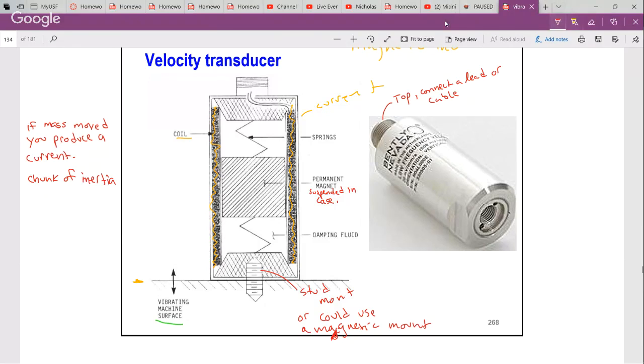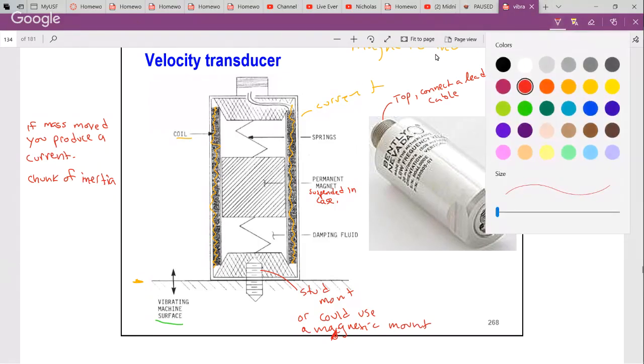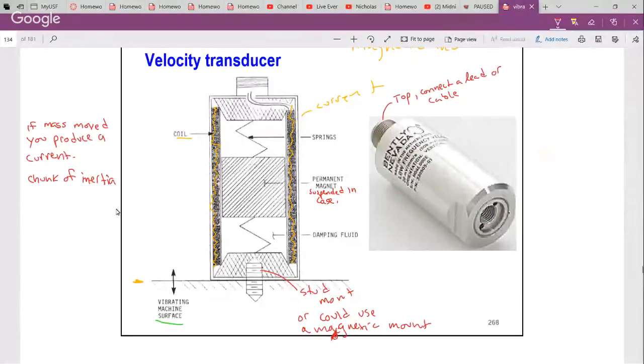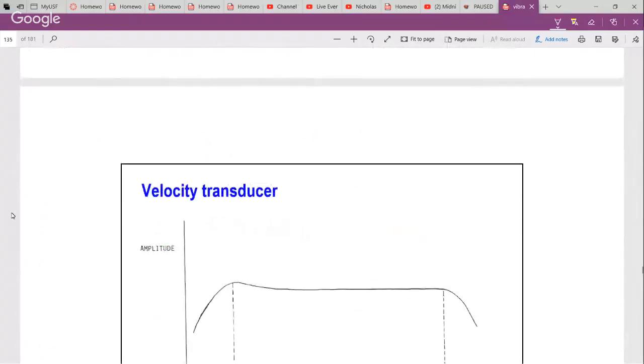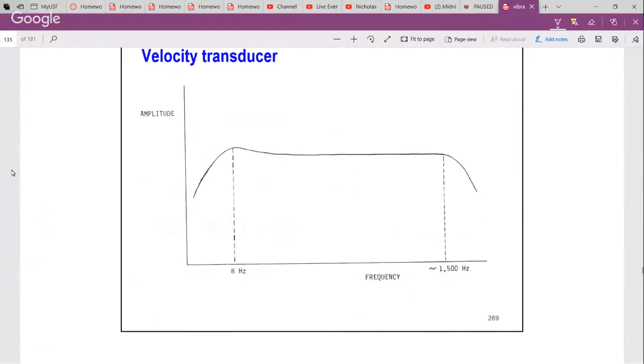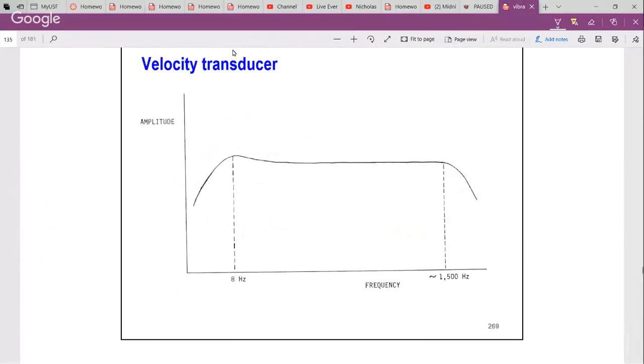So if you mount the case of this velocity sensor to a vibrating machine structure, as the structure moves, this mass is going to move, and because it's moving in this coil, it's going to produce a signal that we can use. And it turns out that signal is proportional to the velocity of the structure. This shows what's called the frequency response, and that might be a word that scares you a little bit. Don't let it. All it means is the sensitivity of that velocity sensor as a function of frequency.